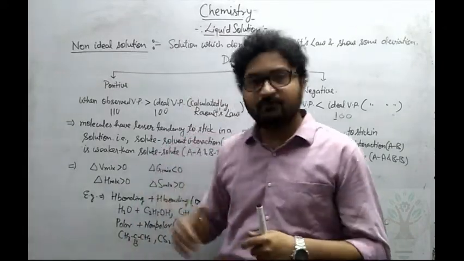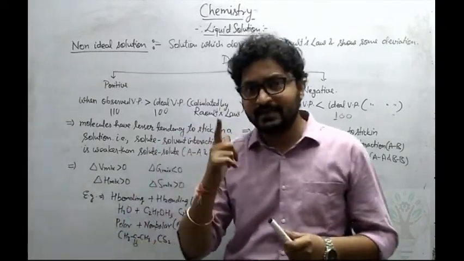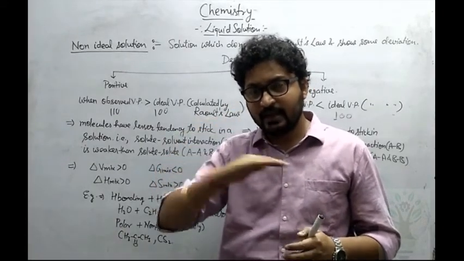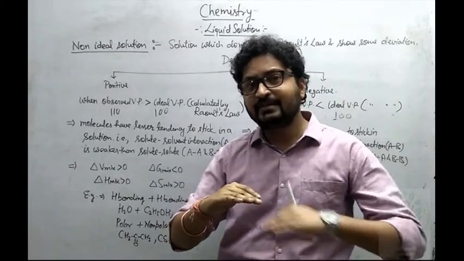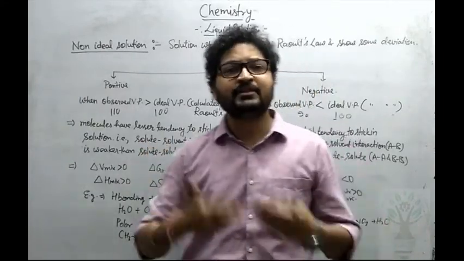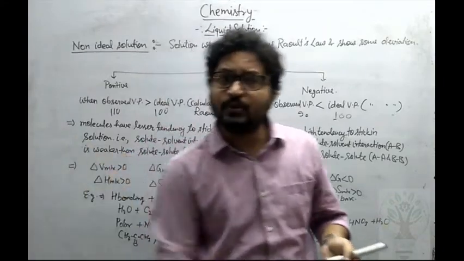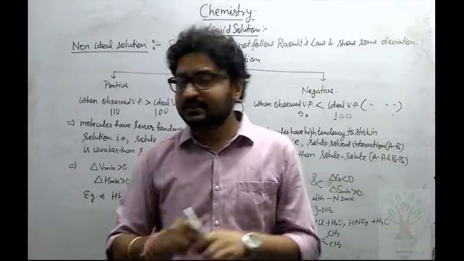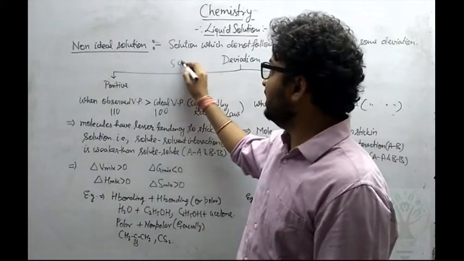Now, since we formed AB interaction, remember delta H mixing was interaction break plus interaction formed. Interaction formed was negative. Now, we are saying that AB interaction is weak. So will it release more energy or less energy? It will release less energy. Let's say the energy released is minus 50.